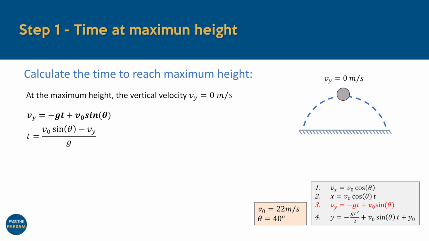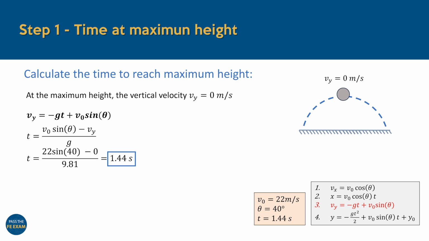By substituting the given initial velocity, launch angle, and the known zero velocity at the peak, we find that the projectile reaches its maximum height within 1.44 seconds. And on a side note, to maintain accuracy, I recommend you store the unrounded value in your calculator so that you can use it in the calculations that follow.